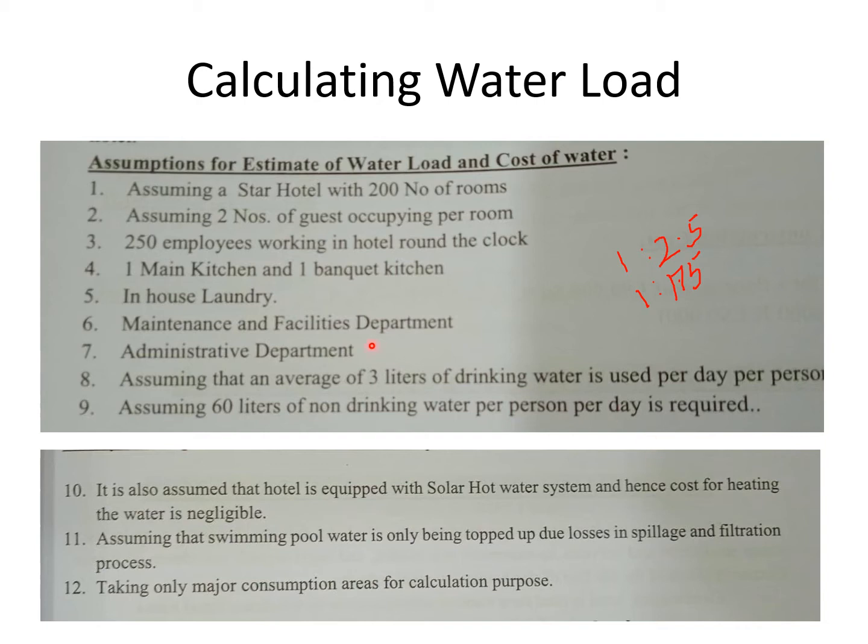250 employees working the hotel round the clock, and you have one main kitchen, a banquet kitchen, in-house laundry, maintenance. So why are we doing all these assumptions? Because we require to figure out the logical load of water requirement we are looking at for all of this admin department, and we assume that an average of 3 liters of drinking water is used per day per person, and 60 liters of non-drinking water is used.